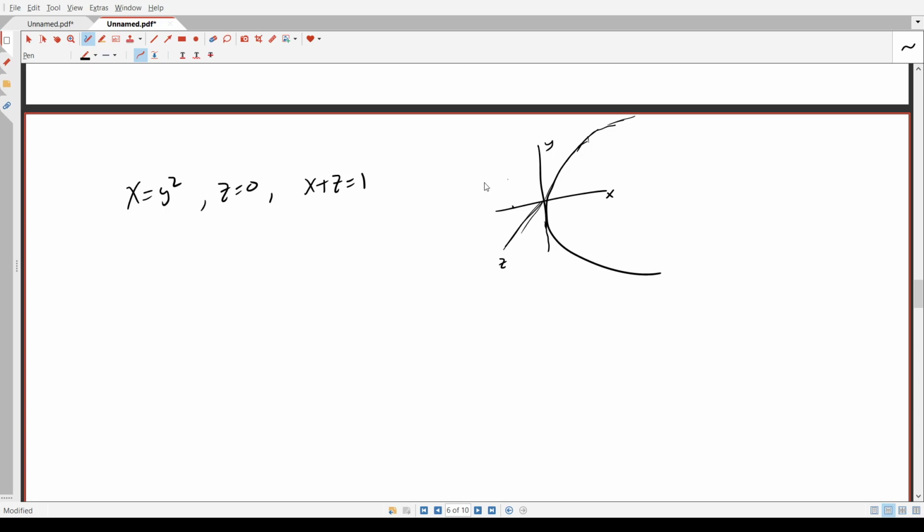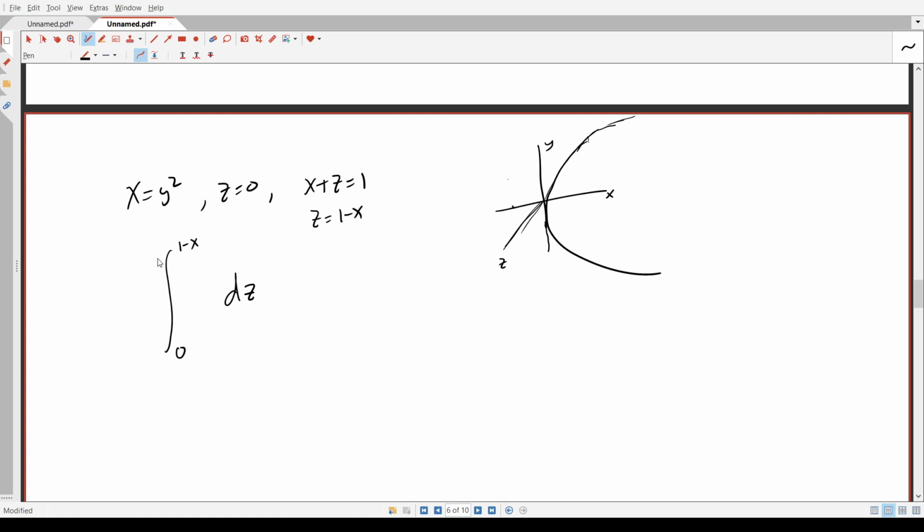Let's see. So here, if I want to integrate this first, let me rewrite this. This is going to be z equals 1 minus x. So first, let me just integrate this with respect to z, right? Because this is actually fairly obvious. So here, I'm going to have the integral from 0 to 1 minus x dz, because I know the minimum value is 0 and the maximum value is going to be 1 minus x. Okay, so that gives me this z direction.